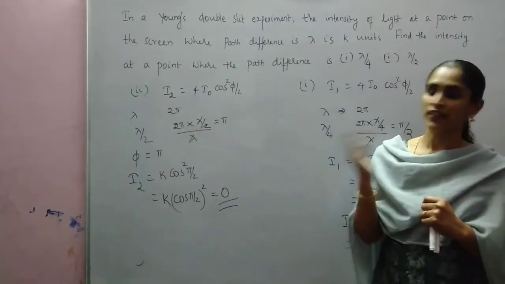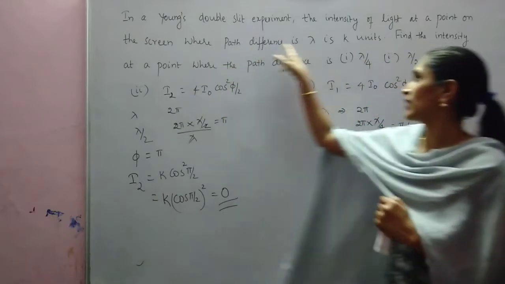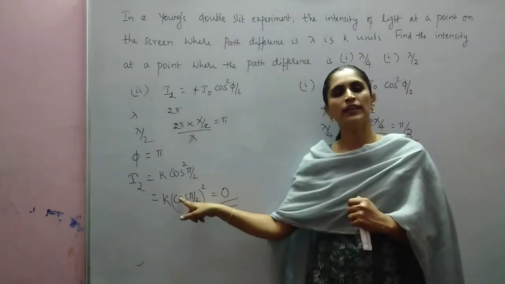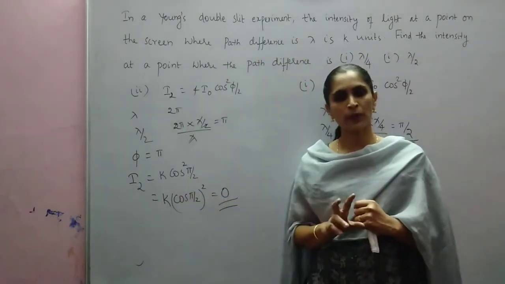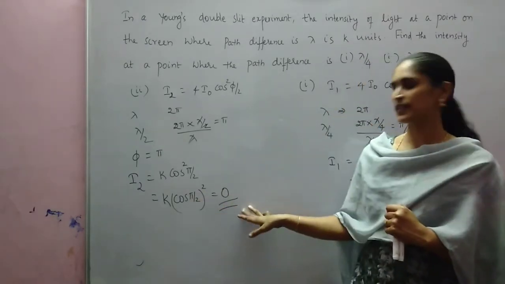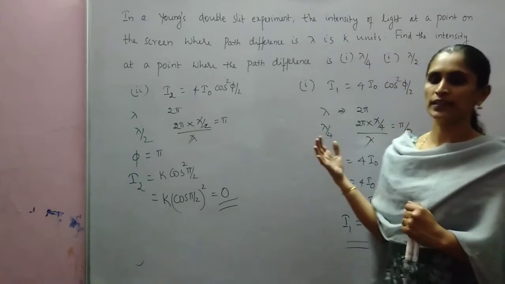And already we have seen 4I0 is given by k, that we can substitute here. It is given k units. Okay, cos square pi by 2. Then cos pi by 2 is 0. Cos 90 is 0. So if you substitute, you can see that intensity is 0. Okay, is it clear? And now we will discuss the next problem.